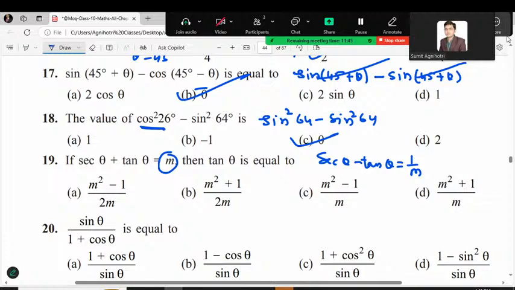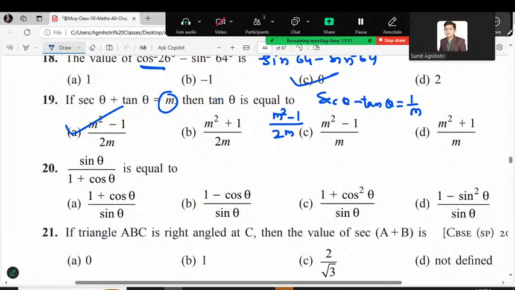Now you can add both, you will get 2 sec theta is equal to m plus 1 by m, but you want tan theta, that's why you subtract both. And if you are subtracting both, you will get m square minus 1 over m and divided by 2. Option A. By subtracting you will be able to eliminate sec theta and you will get twice tan theta equal to m minus 1 by m, that is m square minus 1 by m, and that twice will be divided. That's why it is your option.